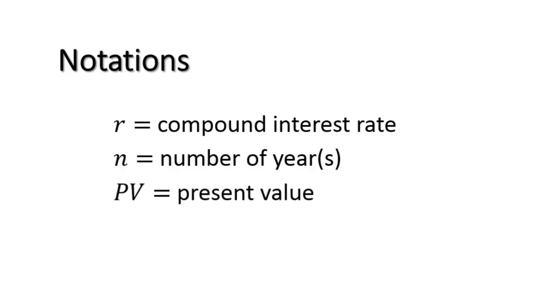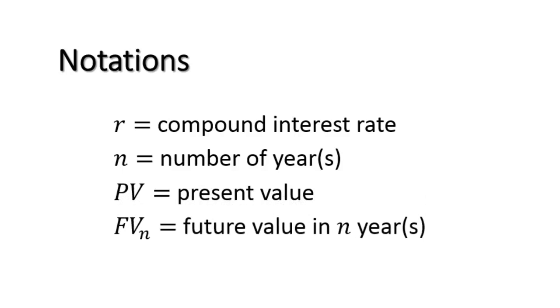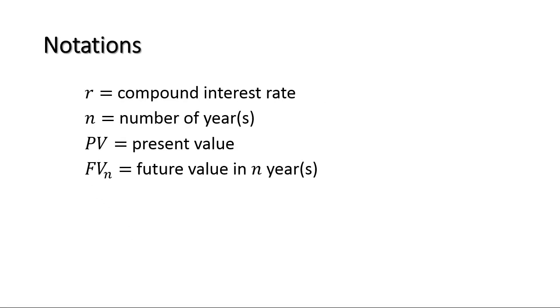And PV is the present value or present amount of cash flow that we may pay or we may receive. And FVN is the future value in N years. So if we get the value of N, then we also know the time of the future value represented by FVN. For example, if N is equal to 10, then FV10 means the future value after 10 years. So this is all about the notations.